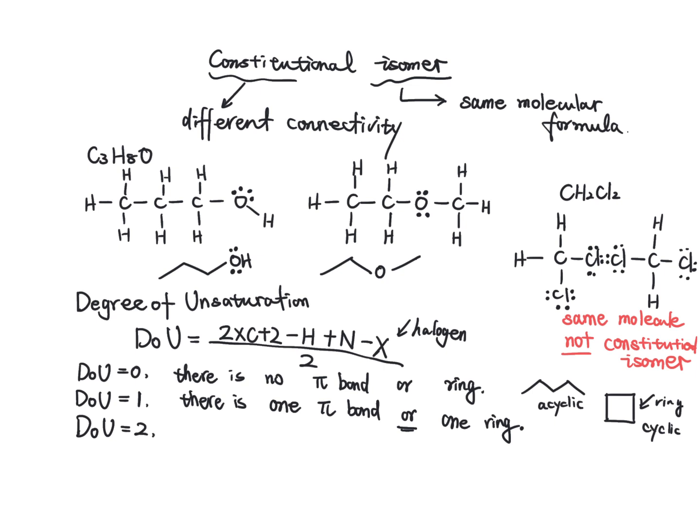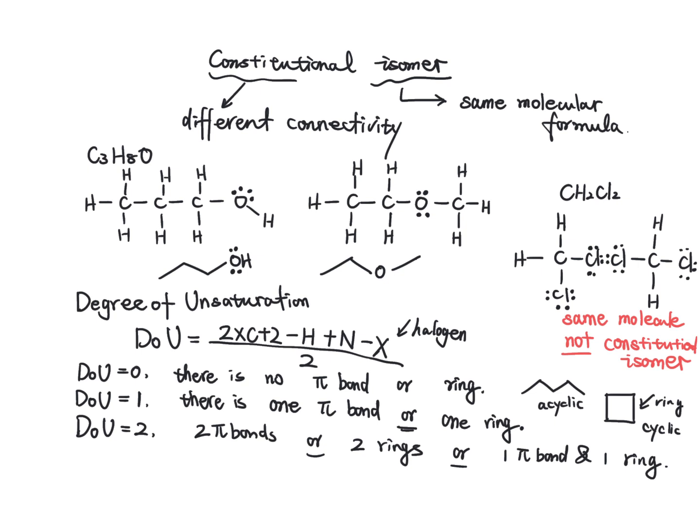The first scenario will be the molecule you are looking at here having 2 pi bonds, or it can have 2 rings, or it can have a combination of 1 pi bond and 1 ring. Okay, so that is degree of unsaturation.